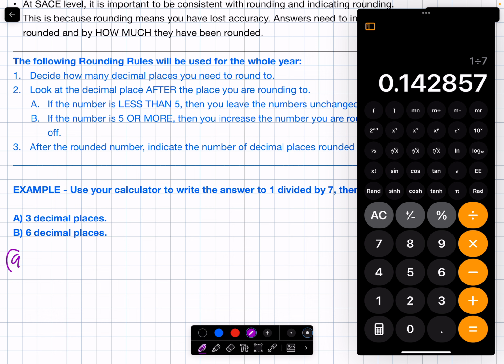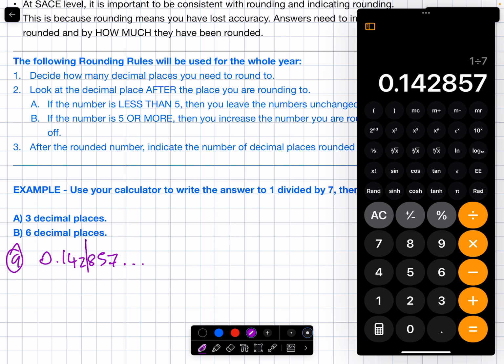So A, 0.142857, that goes on forever. I want to cut it off to 3 decimal places. So which number here is in the 3rd decimal place? 2. So I want to cut it off to there. Okay? Now, according to my rules, I look at the number after the place I'm rounding to. So what number is after the cutoff point?